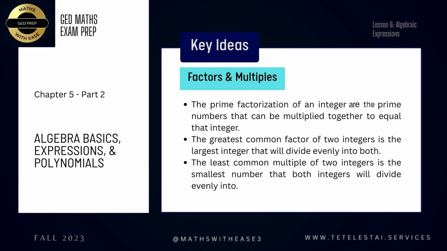The least common multiple of two integers is the smallest number that both integers will divide evenly into. So again, if we go with our example of 4 and 8, the least common multiple would be 2, because 2 goes into 4 twice, 2 goes into 8 4 times. It's the smallest number that can divide into both numbers evenly without leaving any remainders.